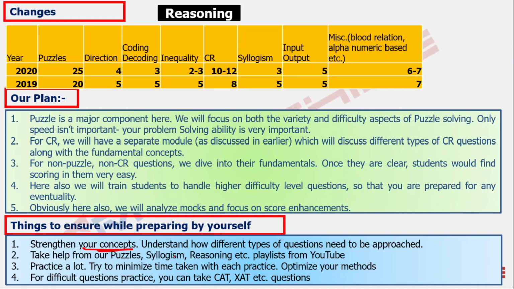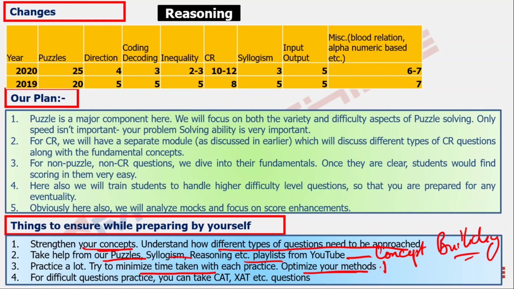Needless to say, strengthen your concepts. Understand how different types of questions need to be approached. Then take help from our puzzle, syllogism, reasoning playlist for concept building. Right. So if you are doing it by yourself, take the help of the free lectures that we have on YouTube. Practice a lot, my dear friends. Yes, minimization of time taken is also something that you should keep in your mind. Optimize your methods. But also understand, don't go into mindless shortcut techniques because they don't really work.